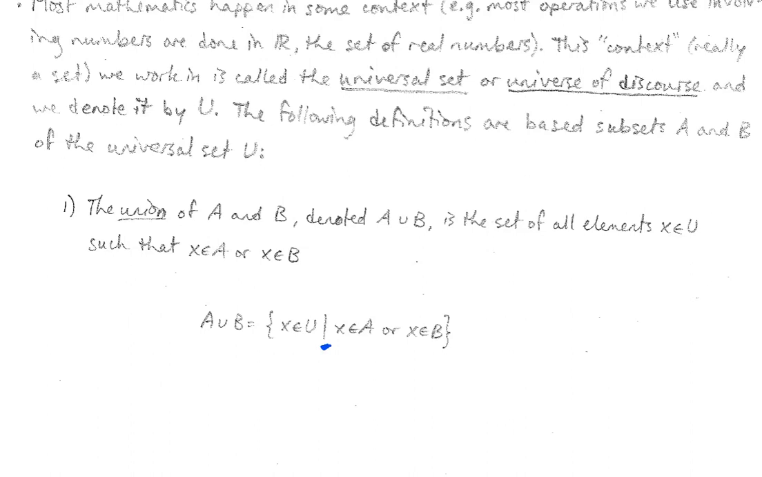This is comparable to the disjunction of two statements P and Q in figuring out whether or not the disjunction is true or not. As long as one of the things is true, then the disjunction is true. As long as one of the guys is in A or B, then this guy is in the union of A and B.